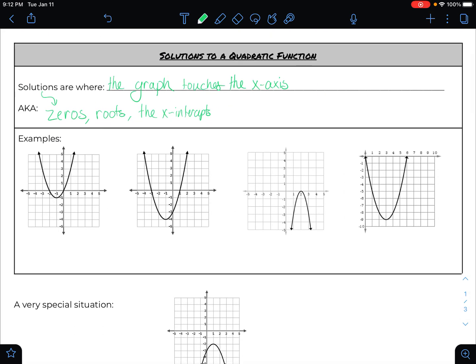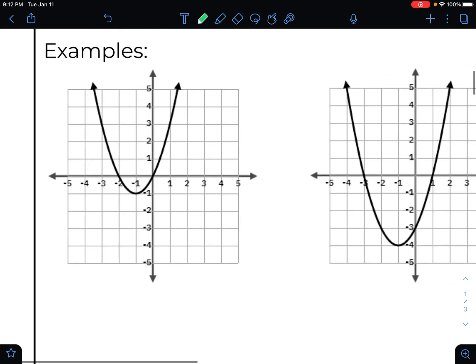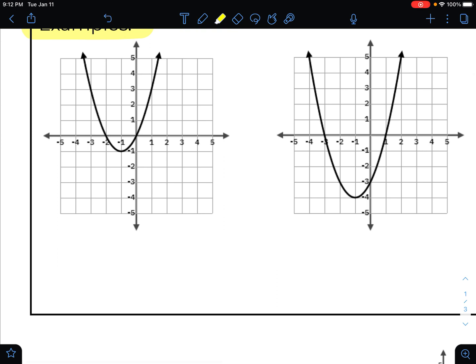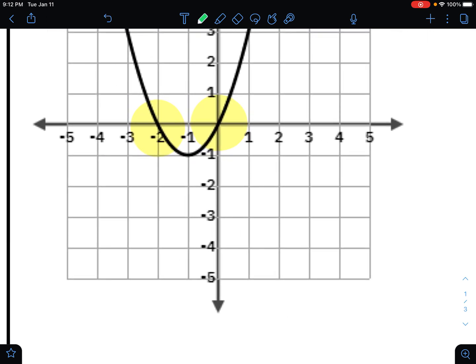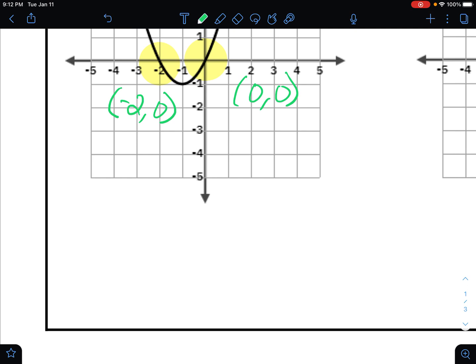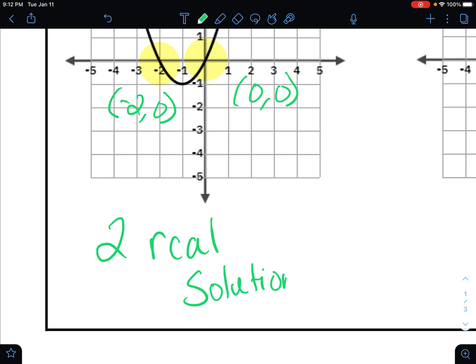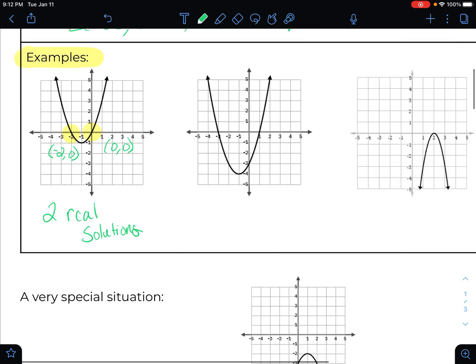Alrighty, so if we look at this first one, our solutions to this function, this one happens to have 2 because it hits the x-axis right here and right here. Okay, so our first one is at (-2, 0), and then our second one is at (0, 0). So this makes this quadratic have 2 real solutions, because it hits the x-axis 2 times.